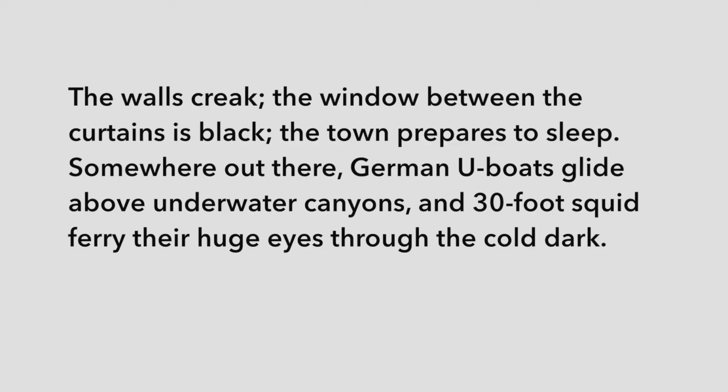"The walls creak. The window between the curtains is black. The town prepares to sleep. Somewhere out there, German U-boats glide above underwater canyons and 30-foot squid ferry their huge eyes through the cold dark." Again, the setting provides threat, trouble. But there's even more going on with this one. As we saw, she later runs her fingers across the sea beyond, and that precious gem in his pocket is called the Sea of Flames. And the book she was reading in his memory of her was 20,000 Leagues Under the Sea. But you don't need to know any of that, really. You just need to know that somewhere out there, there is threat. And Papa is about to go toward it, away from Marie-Laure.